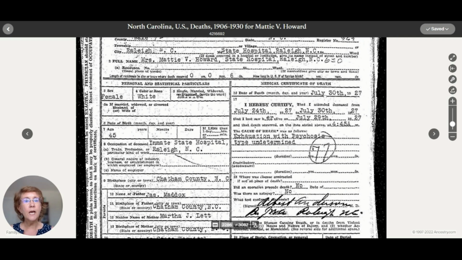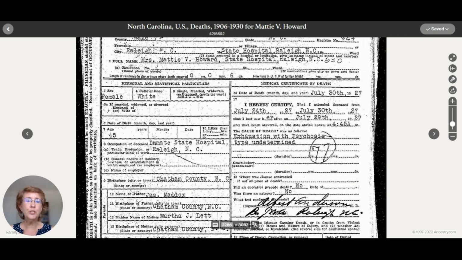We have her date of death, which is here, July 30th, 1927. And then we have the doctor's information. So this is the medical part of the death certificate, and this is important for us to know. It talks about how long the doctor saw her for, and when he last saw her, and when she passed away. Interesting, the cause of death, exhaustion with psychosis type undetermined.